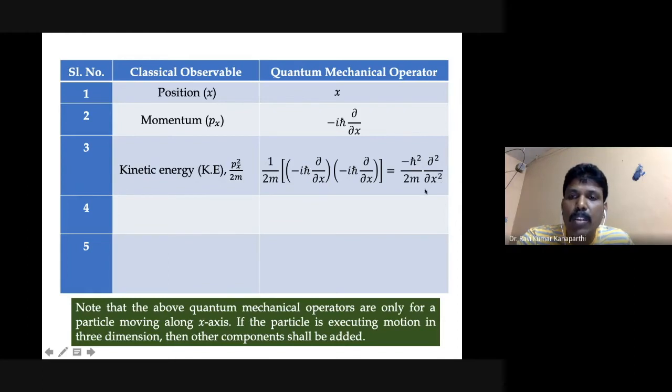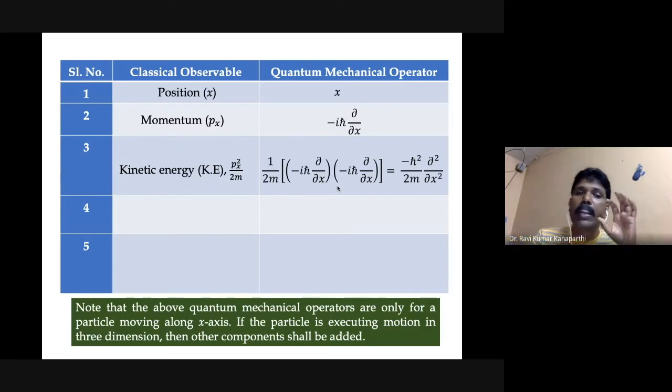That's all. So the quantum mechanical operator of the kinetic energy expression is basically minus h cross square by 2m dou square upon dou x square. Now suppose you are interested in the other dimensions, the y component, then minus h cross square by 2m dou square upon dou y square. In the z direction, minus h cross square by 2m dou square upon dou z square.